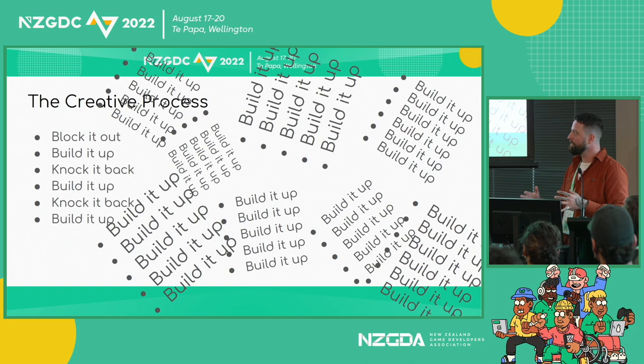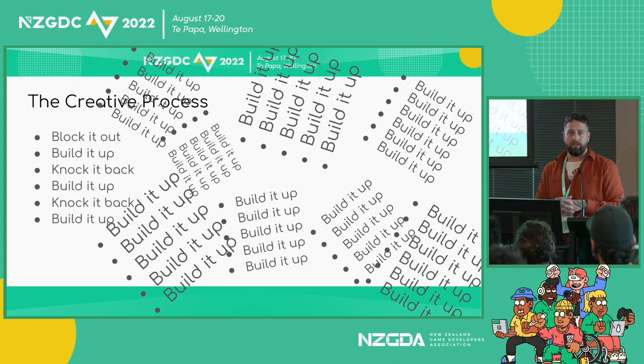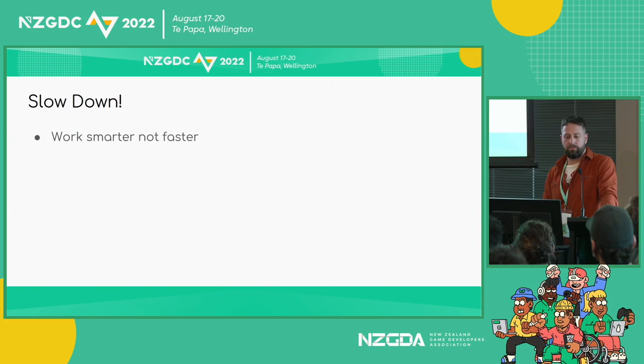If you have an art director, someone to help you, that's really awesome. But a lot of us are on our own sculpting and we need to figure out a plan around how to get away from this, because this is the killer. This is the thing that will stop you from finishing things. There's a better way. Just slow down. You need to work smarter rather than faster.